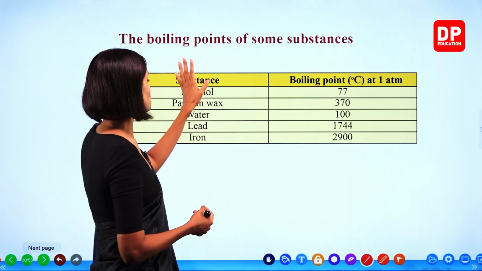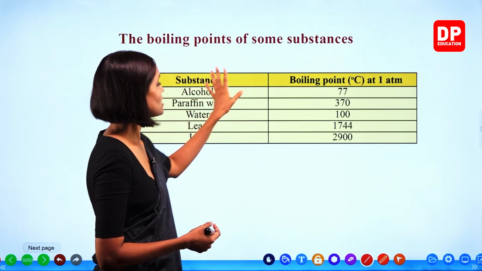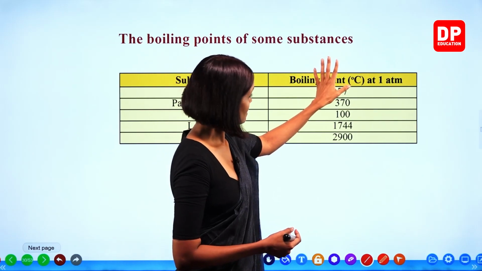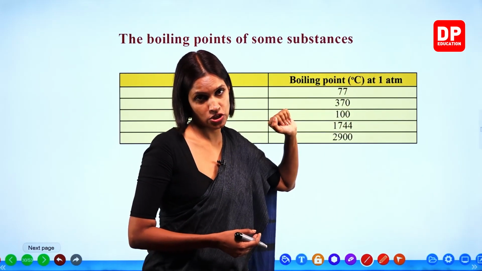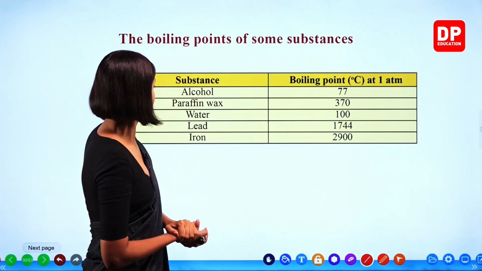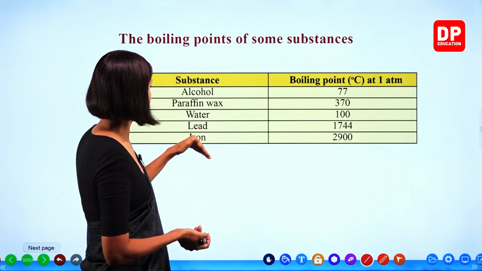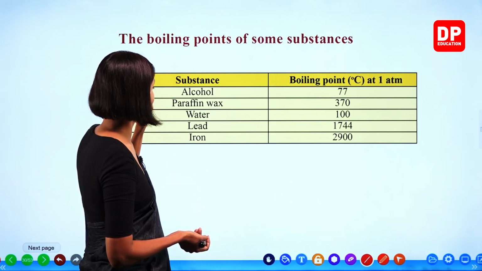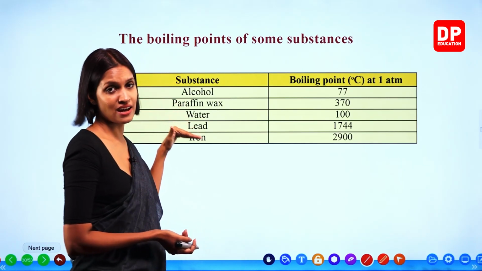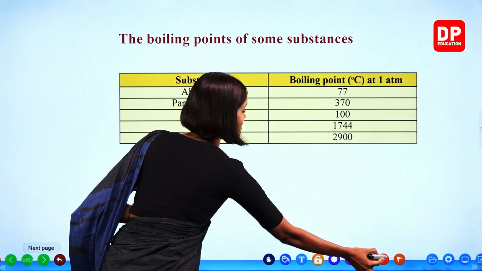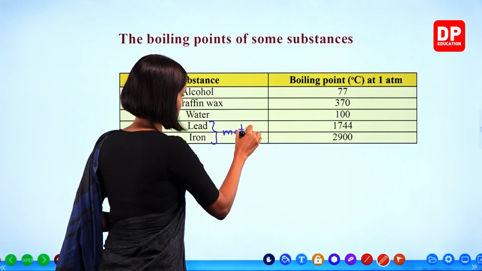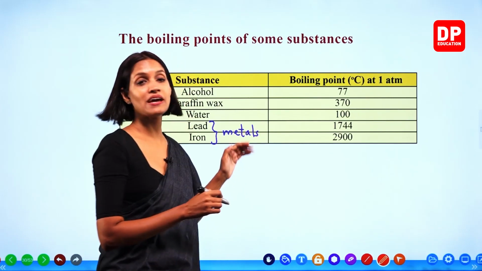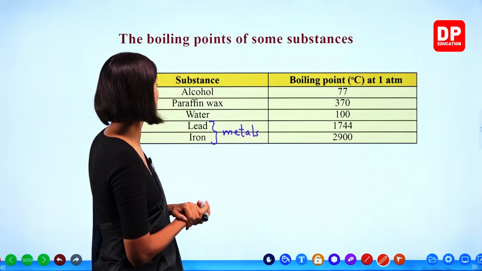Right, children? So this column is the given substance. Here, boiling point in degrees Celsius at 1 atm, at 1 atmospheric pressure. Right? Here the substances given: alcohol, paraffin wax, water, lead, iron. Lead and iron are metals. The others are non-metals, right?